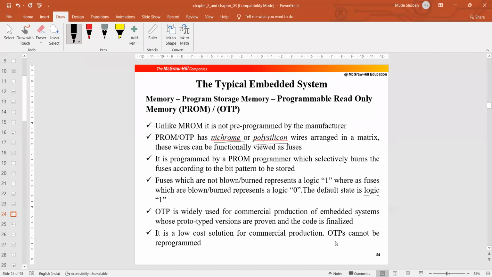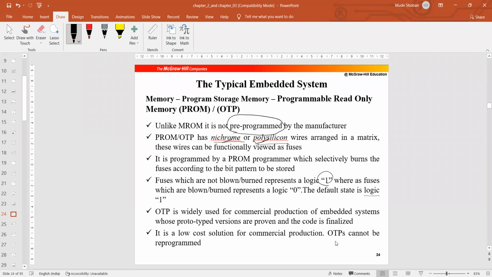Now the user for PROM, OTP, see, unlike MROM, it is not pre-programmed by the manufacturer. The difference between masked ROM and PROM is that it is not pre-programmed. So the user can program it, or the user can load it in the memory. PROM can use nichrome, the material used in that component, and polysilicon. So these are the two materials that can be used for PROM. Fuses which are not blown or burned represent a logic 1, whereas fuses which are blown are turned off, logic 0. That is, once the switch is connected or the switch is open.